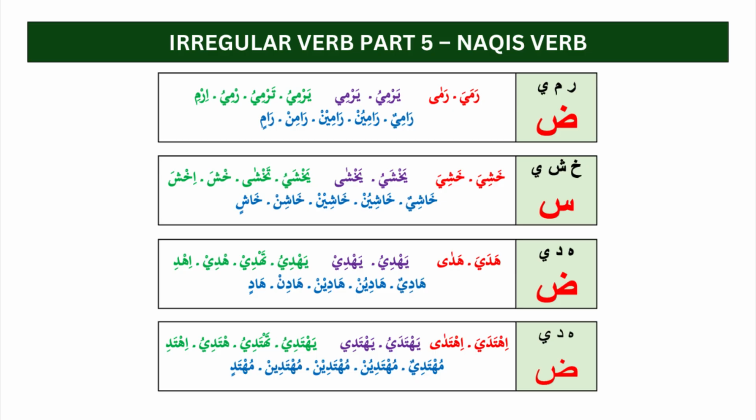Then, in the Amr, we get ihdi. This is a very important form because many students know it already from recitation and dua. The command becomes shorter by dropping the weak ending. Then, in the Ismul Fa'il, the forms shown: hadiyun, hadiyin, hadin, and hadin. Again, the weakness of the final radical still affects the noun form.